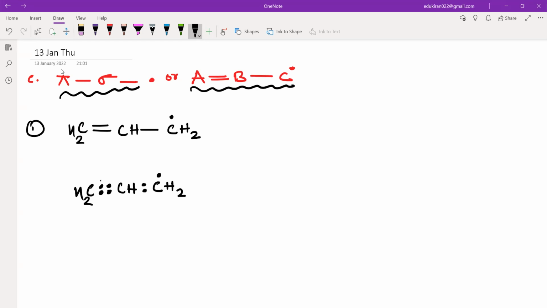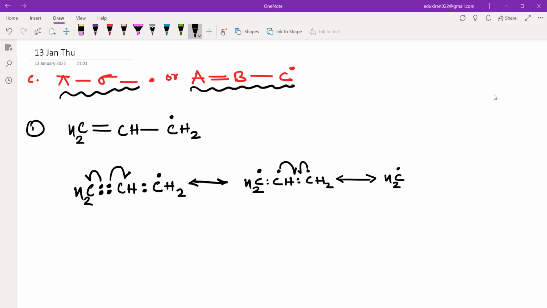Now what happens? First of all, this one electron will go here. So what will I be forming? CH2 free radical, and then there is a single bond. That means 2 electrons. CH, there's a free radical here, and there is a single bond, and then there is CH2 free radical. Now what happens? This electron and this electron form a bond like this. And you have CH2 free radical, single bond, CH double bond, CH2.